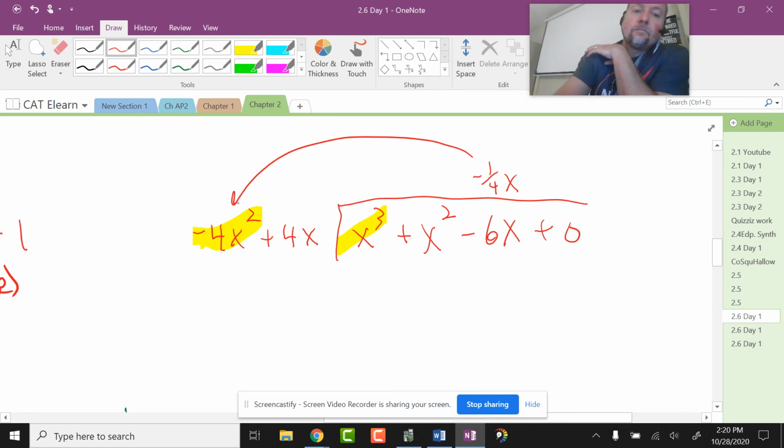Good. All right. So we distribute that. Sure, negative 1/4 times 4 is 1. And then x cubed.